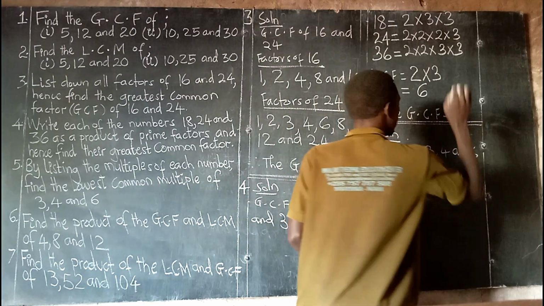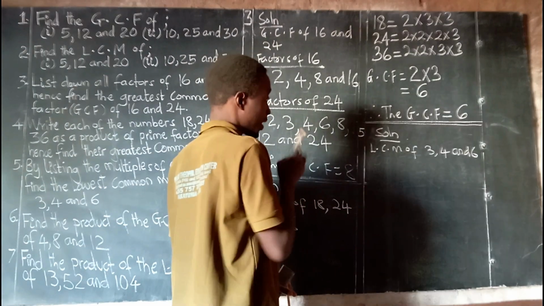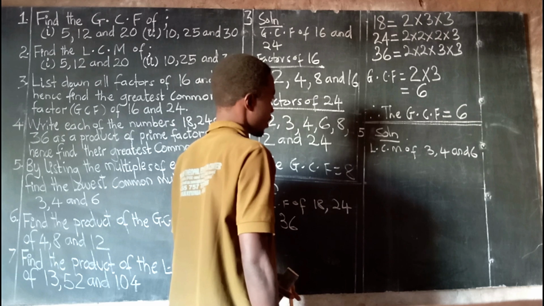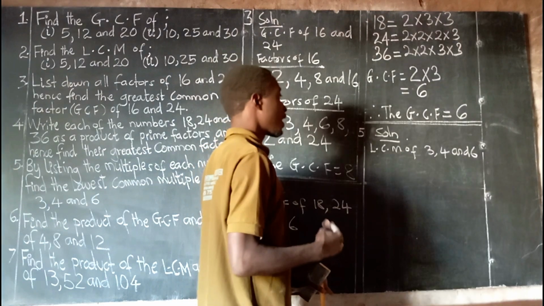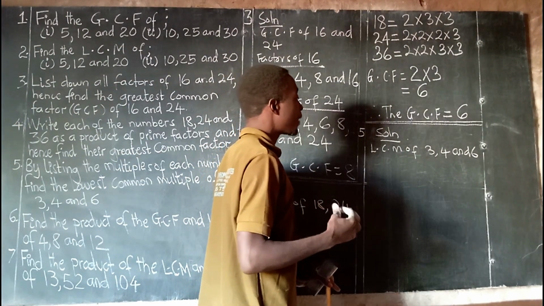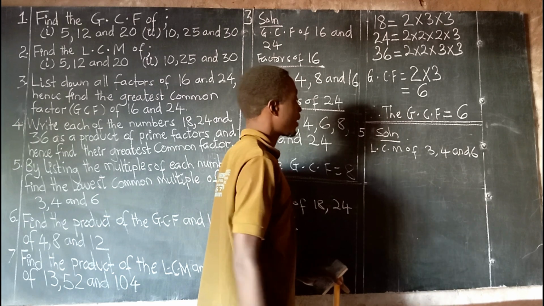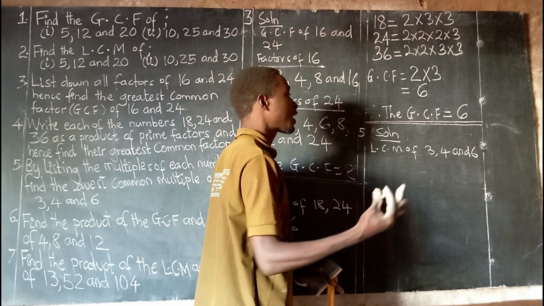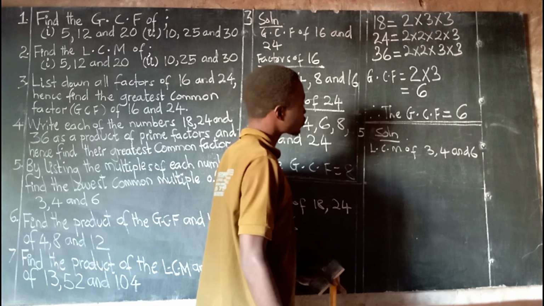As you can see, we are recommended to use the method of listing the multiples. Now, what are the multiples of each number? The multiples are the numbers which are obtained when you take a given number and multiply it 2 times, 3 times, 4 times, and so on. Now, how do we get the multiples of 3, 4, and 6?